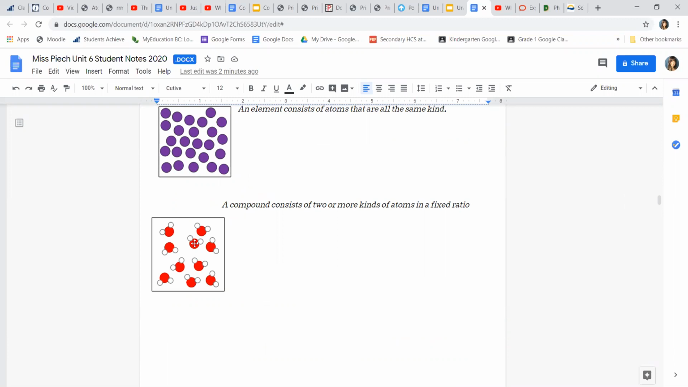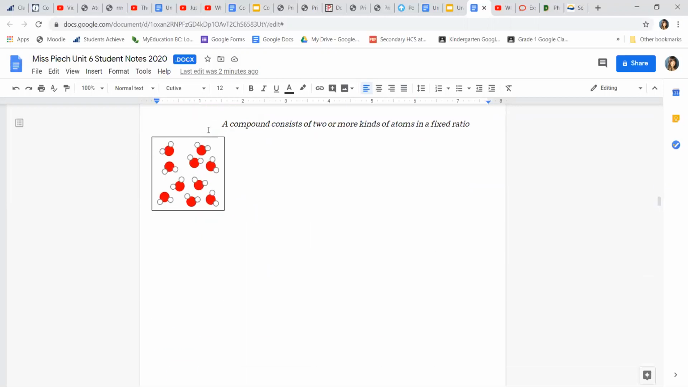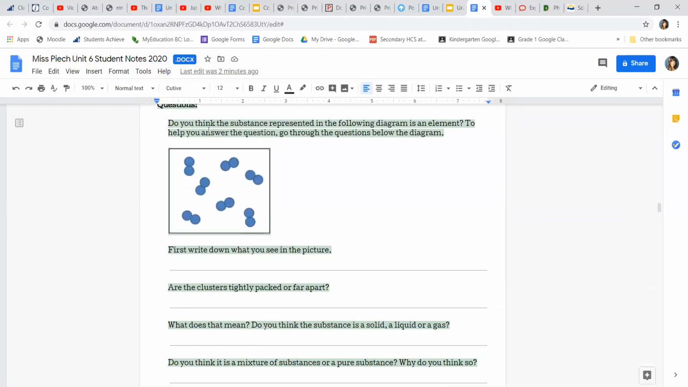And in this case, just because it's a scientific model, it's a diagram, it's not meant to be completely accurate here. But are you seeing different colors as well? Because if you're seeing everything that's the same size and it's the same type of atom, then we would be looking more at an element.